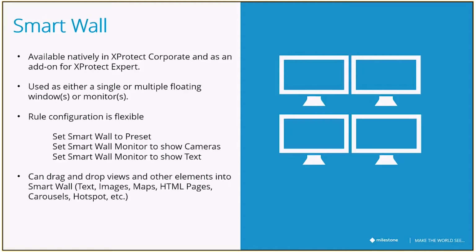Another thing you can do besides rules and events is drag and drop different views and other elements into SmartWall. For instance, you can drag and drop text, just from a text file, which actually supports RTF formatting as well. And then you can drag and drop images, maps, HTML pages, carousels, hotspots, etc.